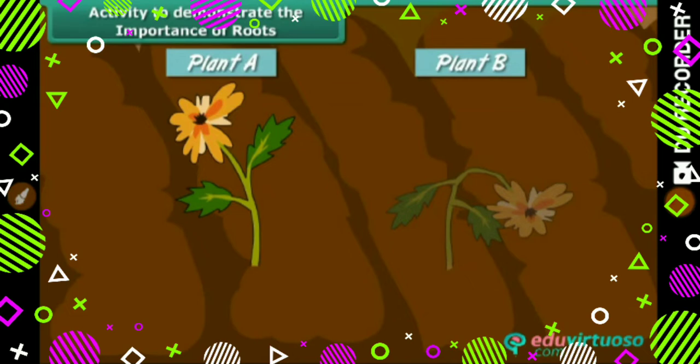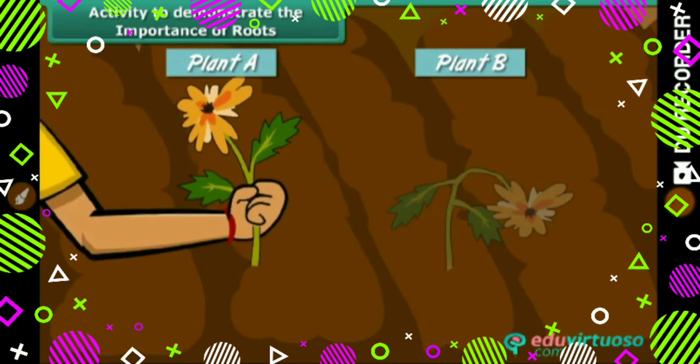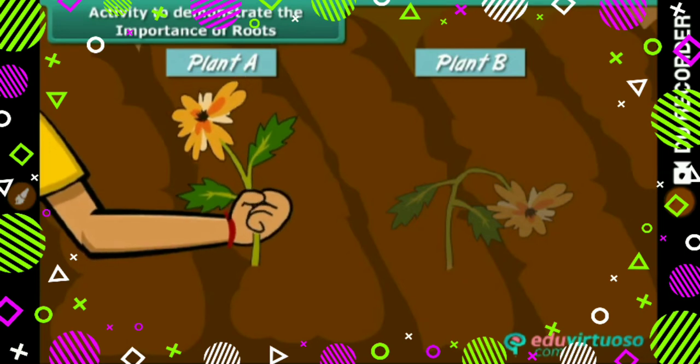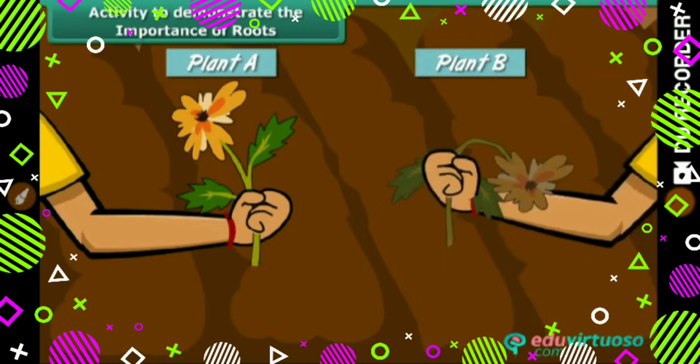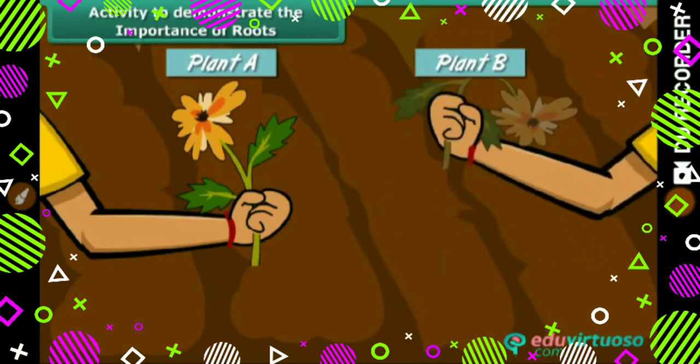This proves that roots absorb water and minerals from the soil and transport them to the other parts of the plant. Now try pulling the two plants out from the soil. Plant A is firmly attached to the soil because of its roots, so it is difficult to pull it out. However, plant B, that has no roots, comes out easily. This shows the roots anchor plants firmly in the soil.